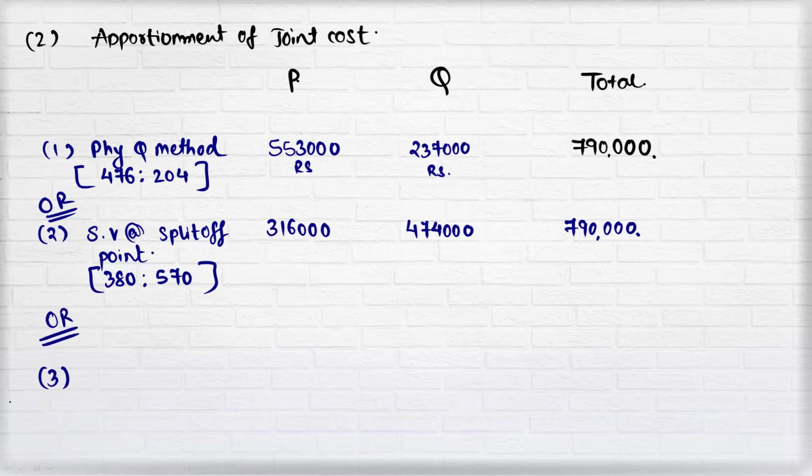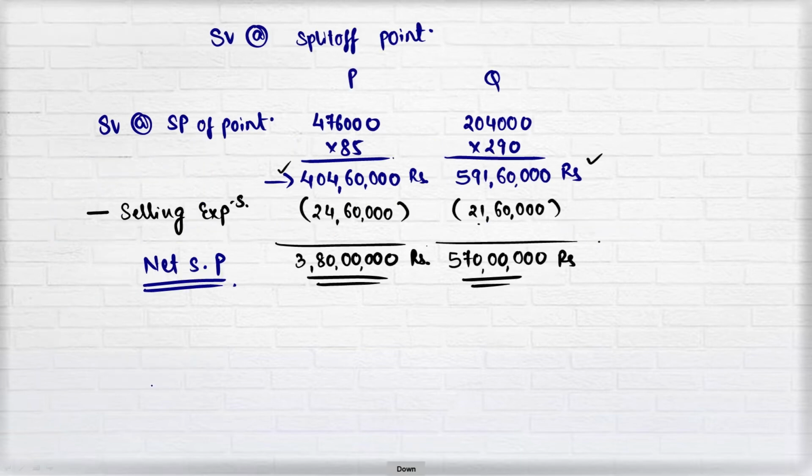Sir, all these three methods are not asked. Can we distribute joint cost only in one method? The answer is yes. But let us understand all these three methods from this question. NRV method, NRV at split off point. Alright. Let me find out NRV at split off point.